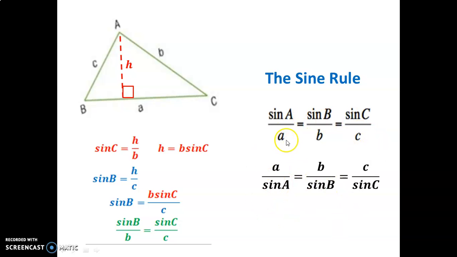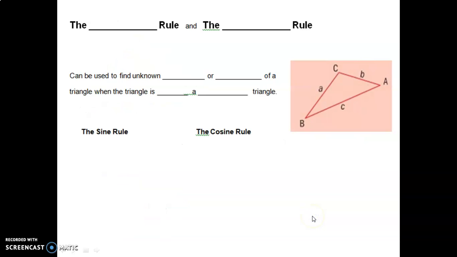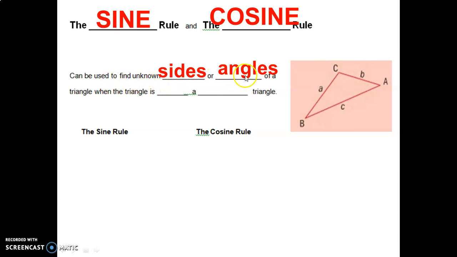We had the sine rule. It connects angles and sides of a non-right triangle, and it looks like this or like this. So now let's go a little further. Let's talk about the sine rule and the cosine rule. Let's take these notes. These can be used to find unknown sides or angles of a triangle when the triangle is not a right triangle. So that's the power of these. We are not limited to right triangles.